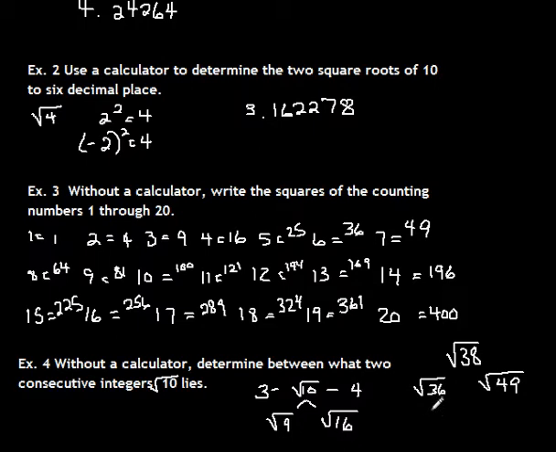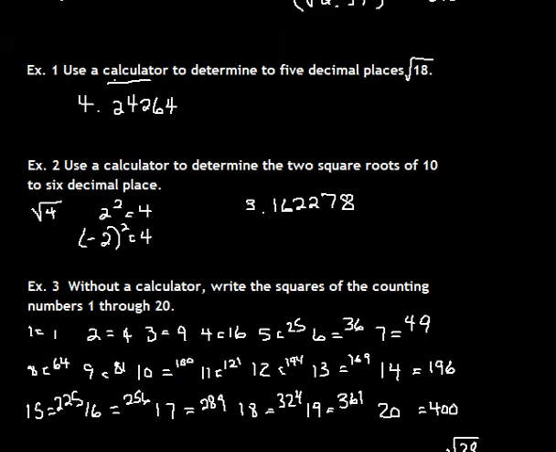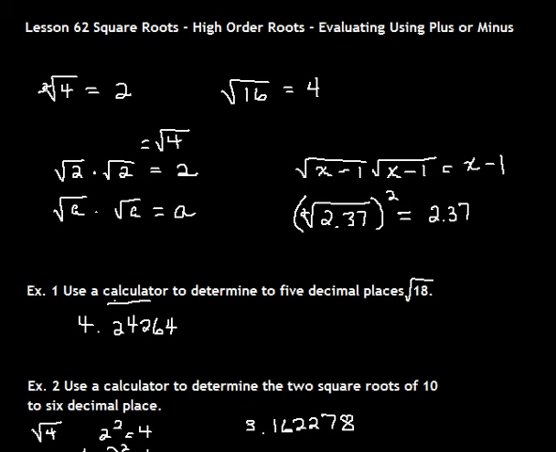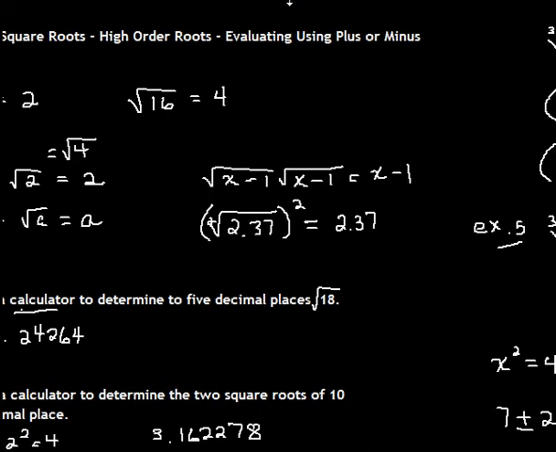So the square root of 36 is 6. Square root of 49 is 7. So the square root of 38 lies somewhere between 6 and 7, and it's going to be closer to 6. Okay, moving on. Now we've done square roots. Now we're going to move on to cube roots and fourth roots.